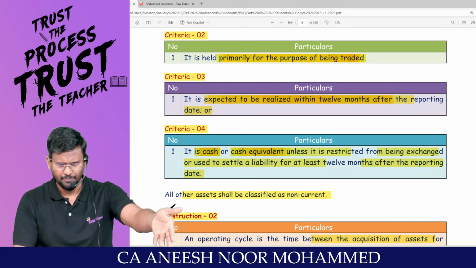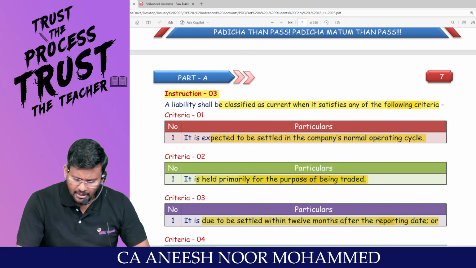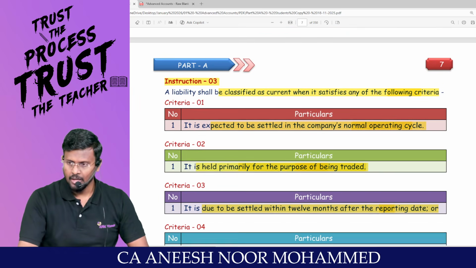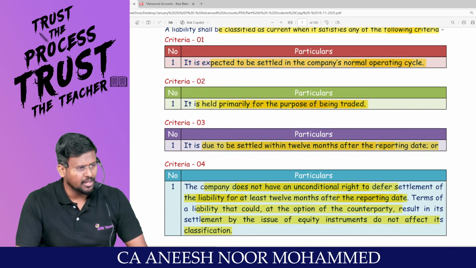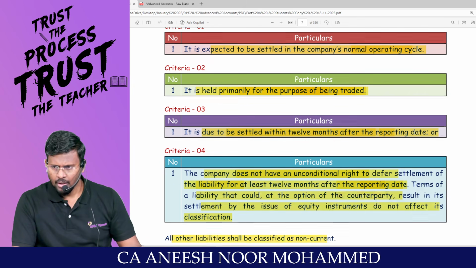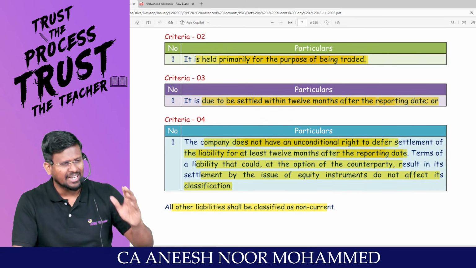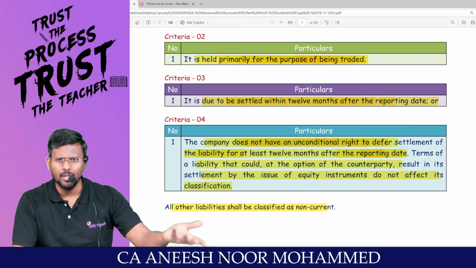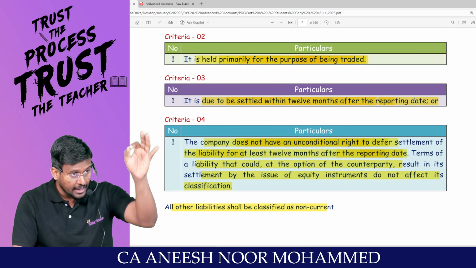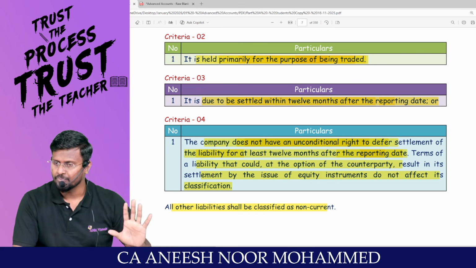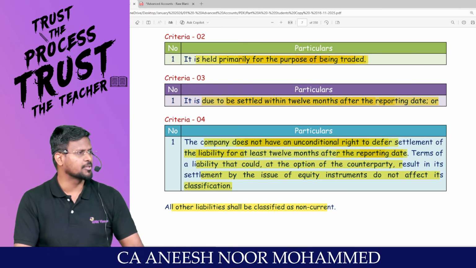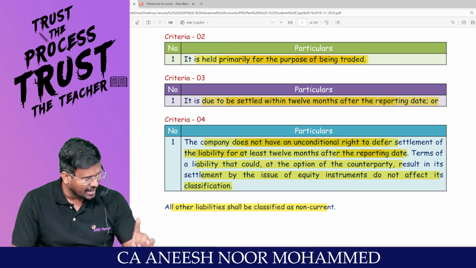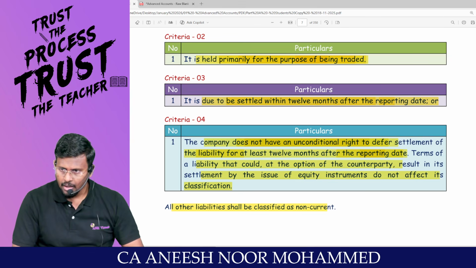The opposite, for liabilities: it should be payable within the normal operating cycle, and it should be primarily for the purpose of trading, it should be settled within 12 months. Even though we don't have a separate cut-off date for payment, we can't defer the payment more than 12 months. If any of the criteria, not all 4, if any of the criteria has been satisfied, then my dear lovable students, it will be treated as current. That's it in the introduction slot.